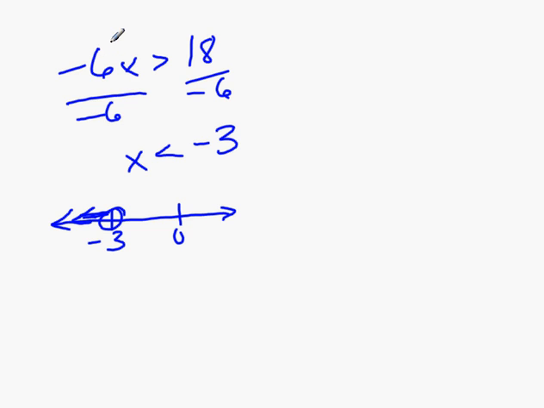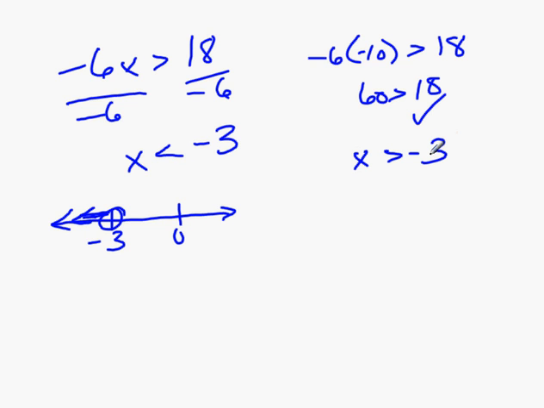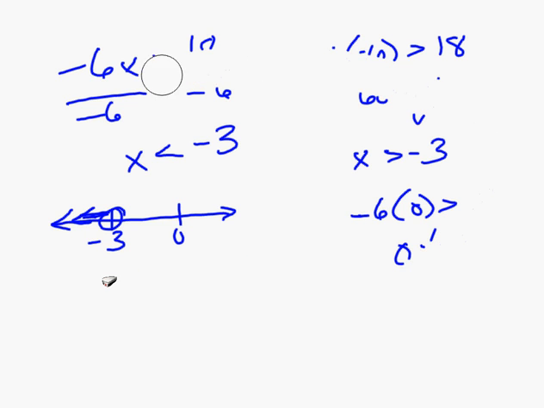I can prove this by picking a number that's less than negative 3. Let's say it's negative 10. So negative 6 times negative 10 greater than 18. Negative 6 times negative 10 is 60, and that is true. If I had kept it as x is greater than negative 3, if I didn't switch it over, I would pick a number that's greater than negative 3, let's say 0. Negative 6 times 0 is greater than 18, so 0 is greater than 18. That's not true. So that is the reason why we have to flip the inequality.